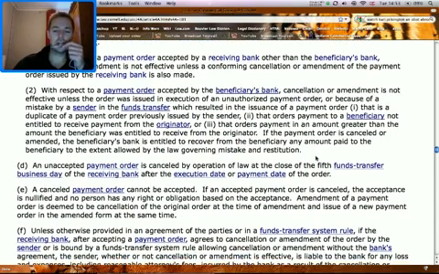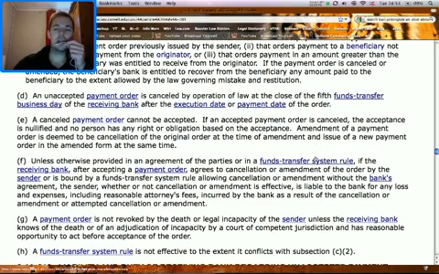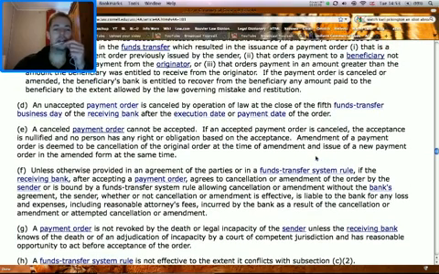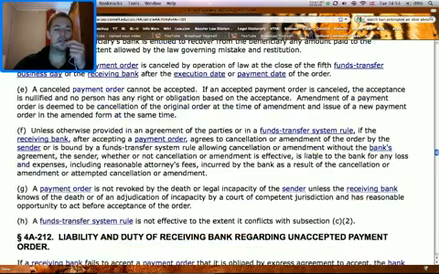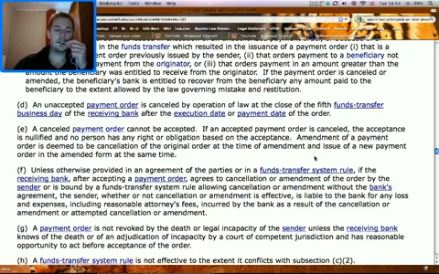If the payment order is cancelled or amended, the beneficiary's bank is entitled to recover from the beneficiary any amount paid to the beneficiary to the extent allowed by the law governing mistake and restitution. An unaccepted payment order is cancelled by operation of law at the close of the fifth funds transfer business day of the receiving bank after the execution date or payment date of the order. A cancelled payment order cannot be accepted. If an accepted payment order is cancelled, the acceptance is nullified and no person has any right or obligation based on the acceptance.